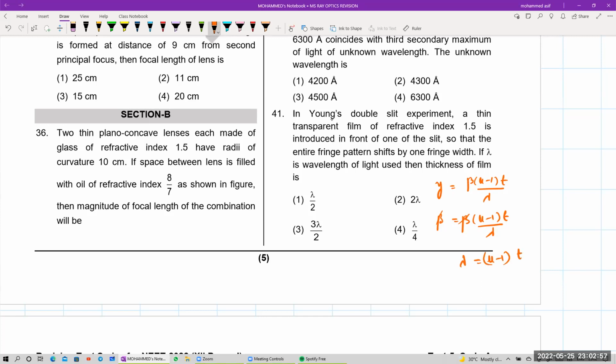So mu value is given for me how much beta? 1.5. So it is 1.5 minus 1 into t. That is nothing but t by 2 is lambda. That means t is equal to how much for me beta? Lambda by 2 times of lambda. So t is equal to 2 lambda. Second option.